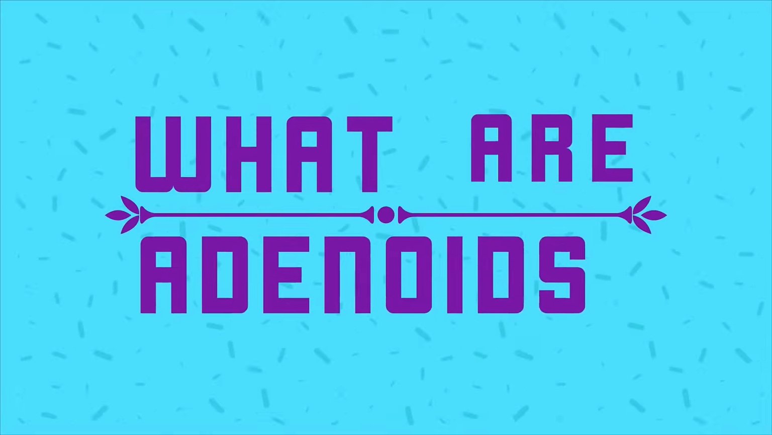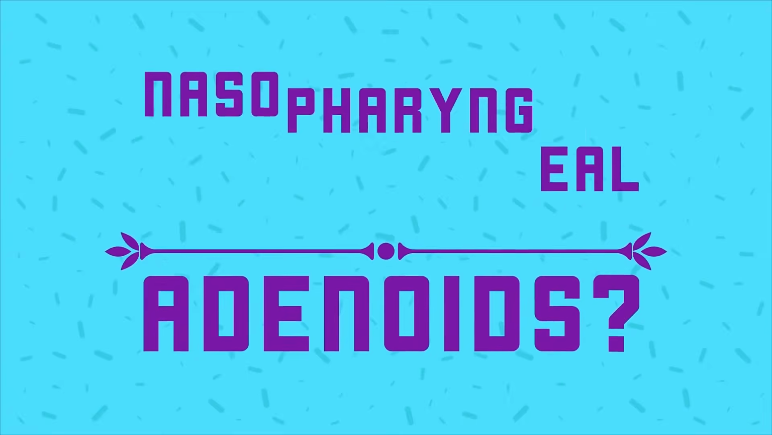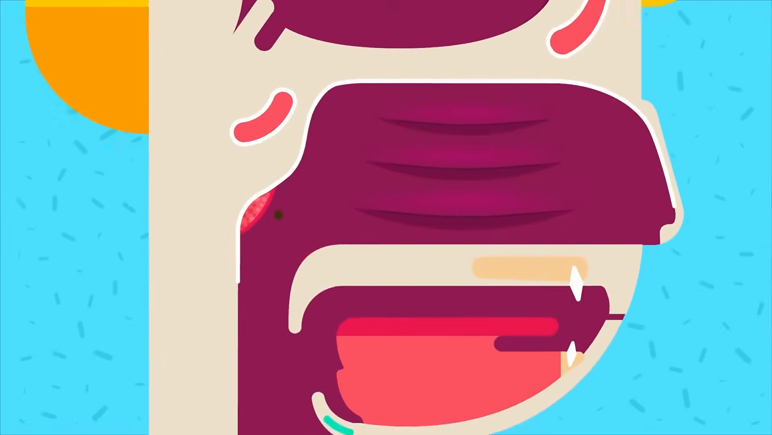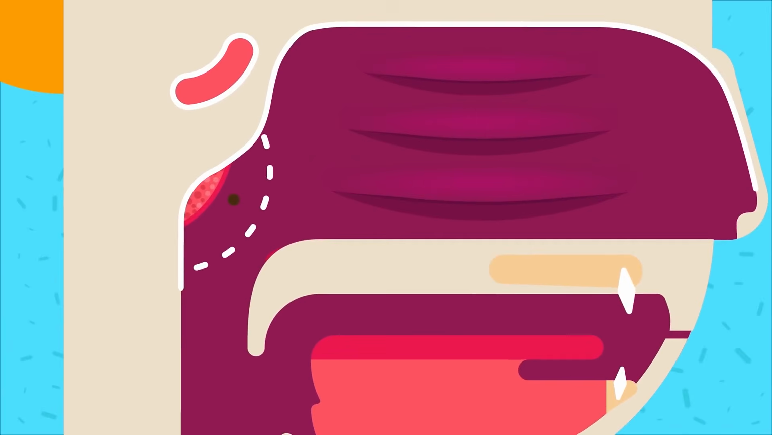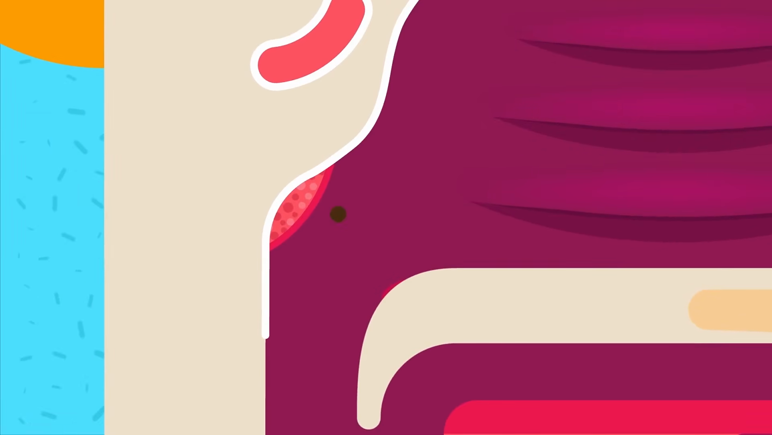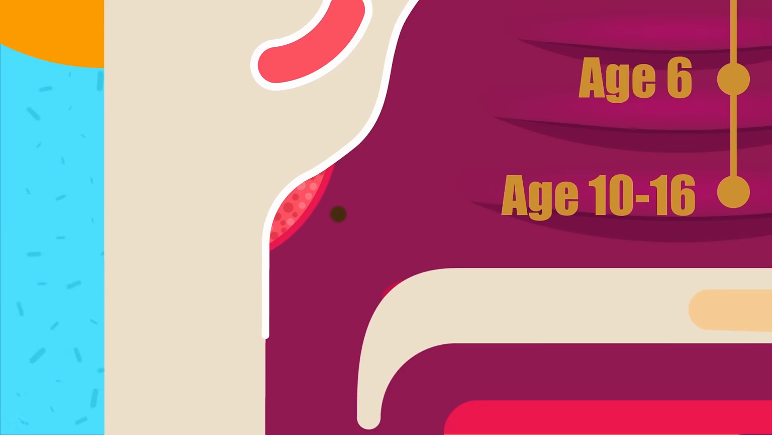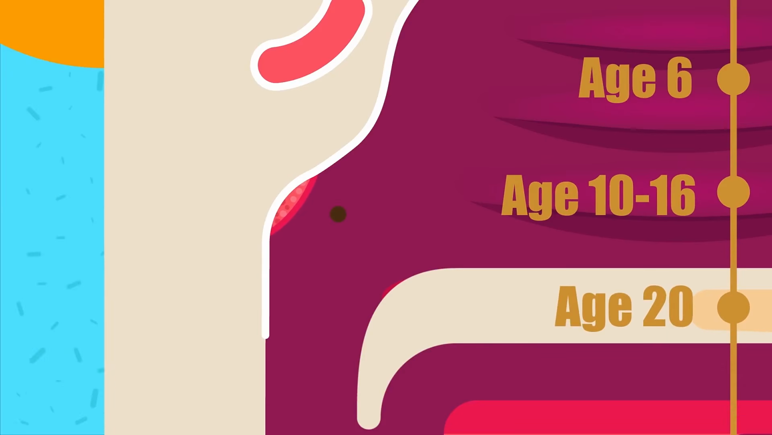Adenoids. What are adenoids? The nasopharyngeal tonsils, commonly called adenoids, is situated at the junction of the roof and posterior wall of the nasopharynx. Adenoid tissue is present at birth, shows physiological enlargement up to the age of 6 years, and then tends to atrophy at puberty and almost completely disappears by the age of 20.